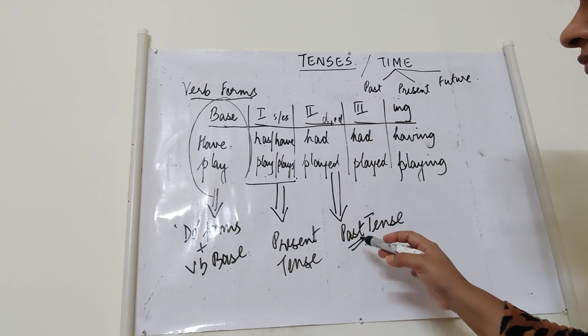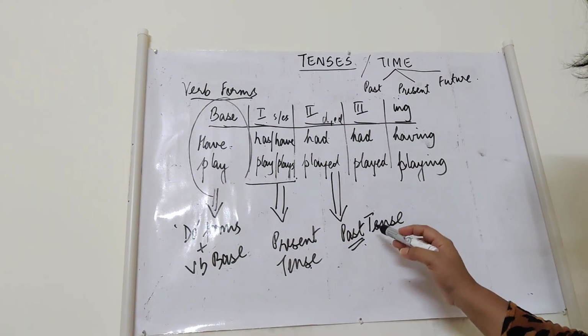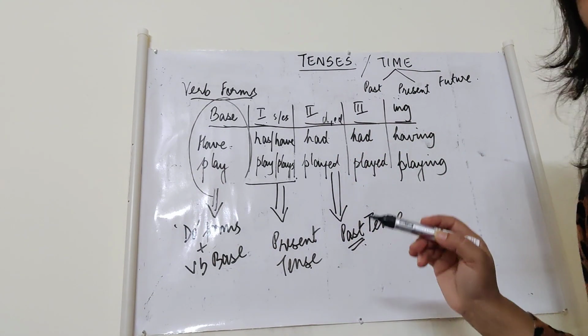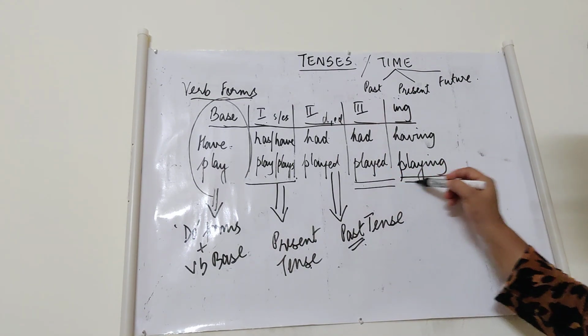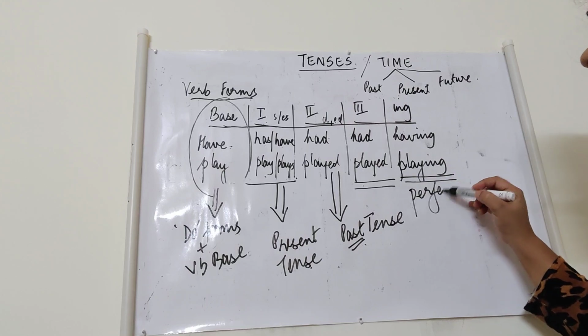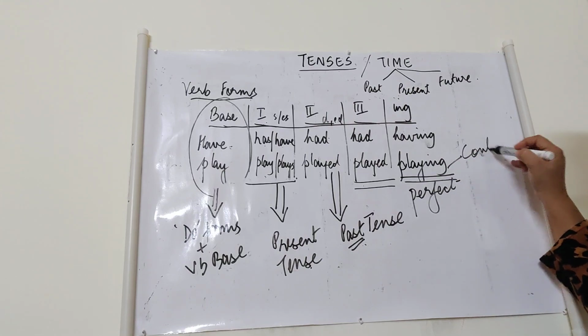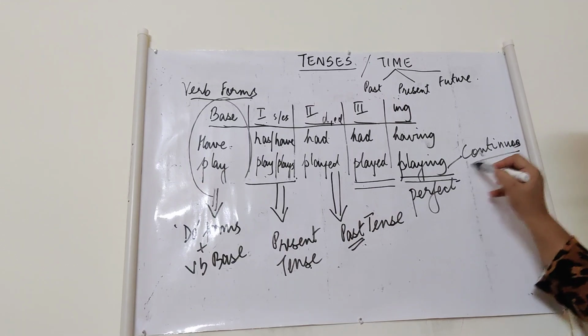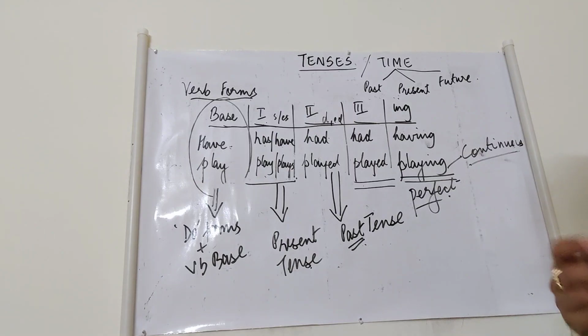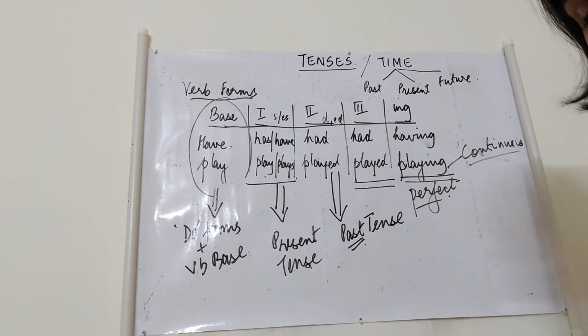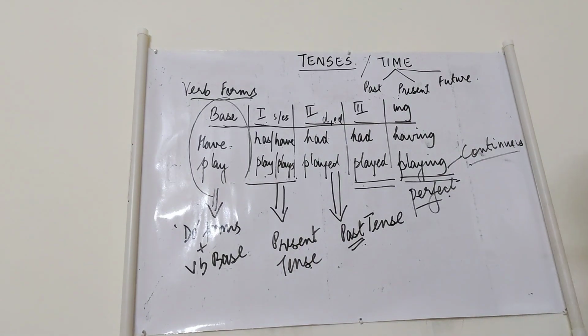So any of the past tenses are denoted by the second form of the verb. Okay. Now the third form and the ing form, they are used to form the perfect tenses and the continuous tense. This we will be learning in our next coming sessions. Okay, so today I am going to take up the simple present tense. All right, I hope all of you have understood this thing. All right.